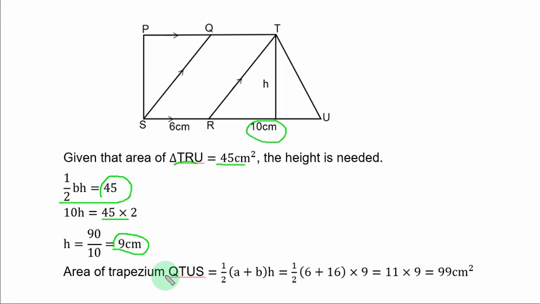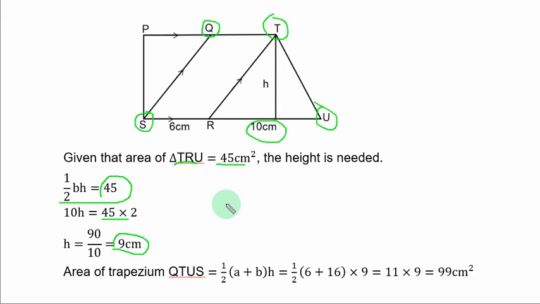Area of trapezium QTUS. Get it very well. You have Q, you have T, you have U and S. So the parallel side QT is equal to the arrow-marked side S. So QT becomes 6, and the whole of SU is 16.